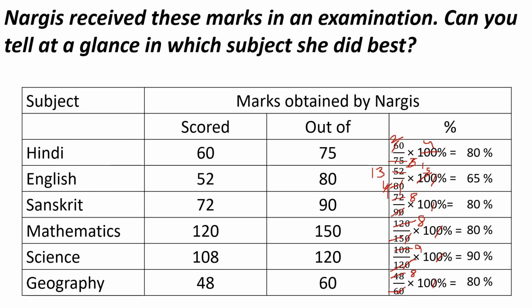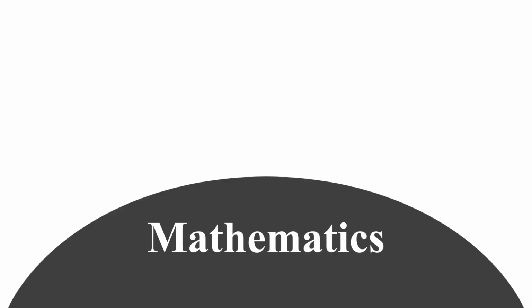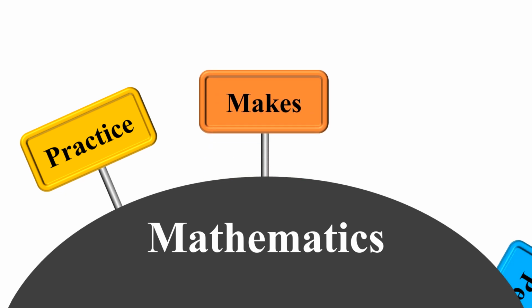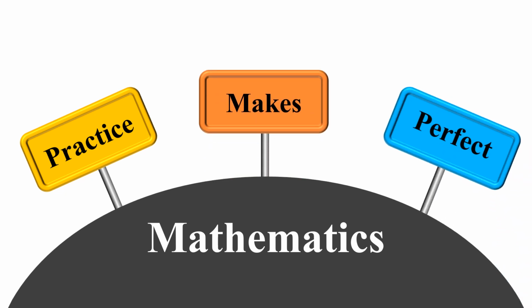So which is the best? Yes, we can easily find out that in science she got 90% marks. It means in the science subject she did best. So these are the uses of percentage. So in mathematics, what do you need to do? Yes, practice, because practice makes perfect. So do practice.